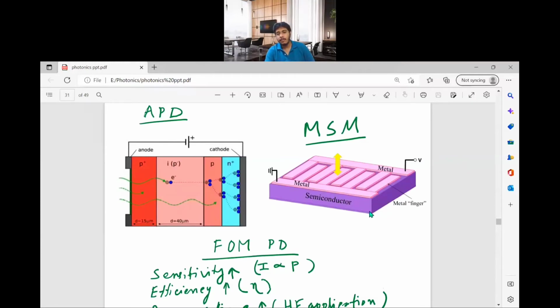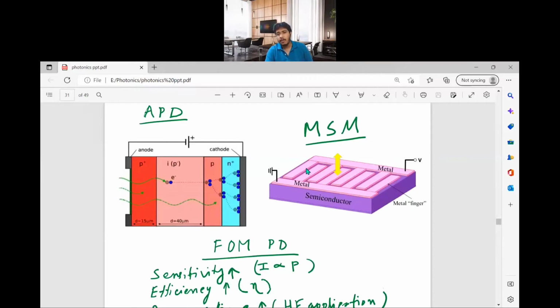This is a planar structure, easier to fabricate. That's why this photodetector is growing now. One thing is that the metal plates block light, so the responsivity is less. More light will be lost in these metals and cannot reach the semiconductor. So these are the things.